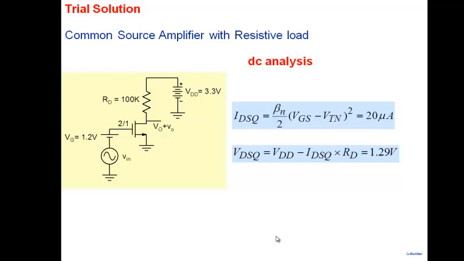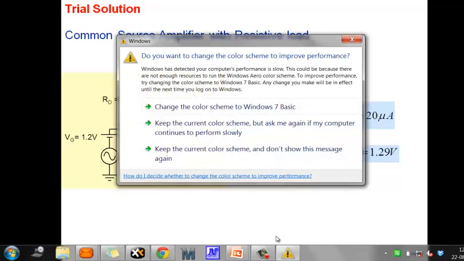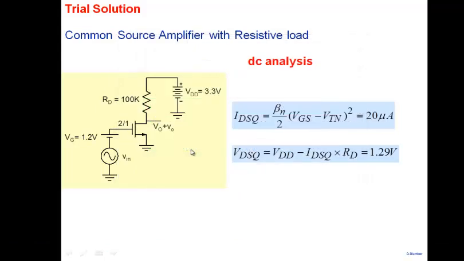Okay, so we get the ratio 2 by 1. Yes, we include that WD, and ideally speaking, you should include that. So it is Kp times W effective divided by L effective, and that's how you do it.